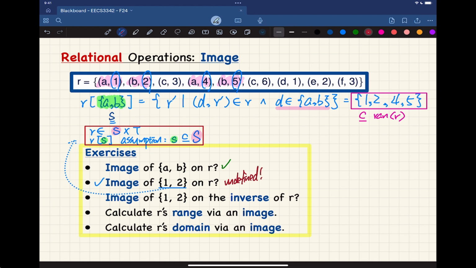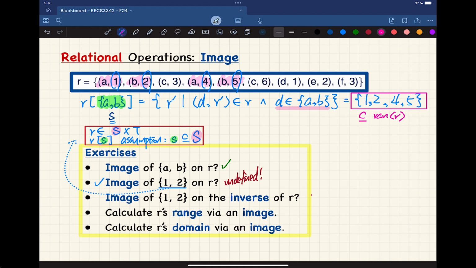Because in order to really get an image on R, the first element is basically alphabet, but 1, 2 is not alphabet, so it's undefined. On the other hand, does it make sense to ask the image of the same set over here on the inverse of R? It makes sense, right? Okay. How do we write it down, by the way? Okay. Let's try.